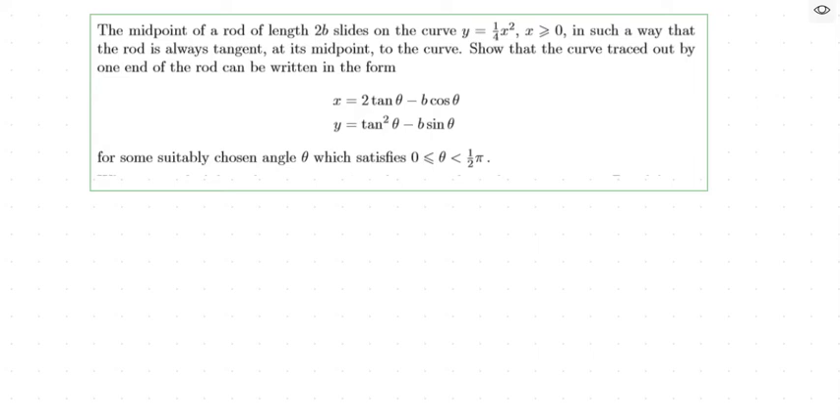In this question, we are given the midpoint of a rod of length b slides on a curve y equals a quarter x squared. What does this word slide mean? In such a way that the rod is always a tangent. Okay, I think I understand what it's saying.